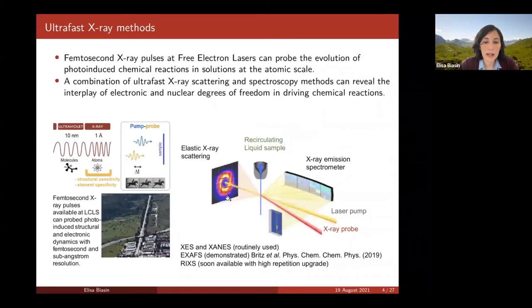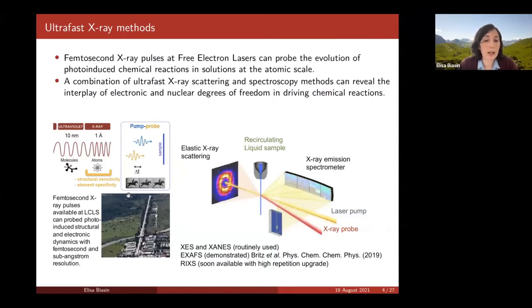In order to shed light on some of these questions, I've been using ultrafast X-ray methods. You are familiar with pump and probe techniques in which a laser pulse is utilized to photo-excite the sample of interest, and a subsequent pulse is utilized to probe the photo-induced dynamics. Now, in time-resolved X-ray methods, the secondary probe is an X-ray pulse with wavelength from the Angstrom to 10 Angstrom regime, which allows us to achieve structural sensitivity if we use techniques such as elastic X-ray scattering, and also allows us to get information about the electronic structure with element specificity.